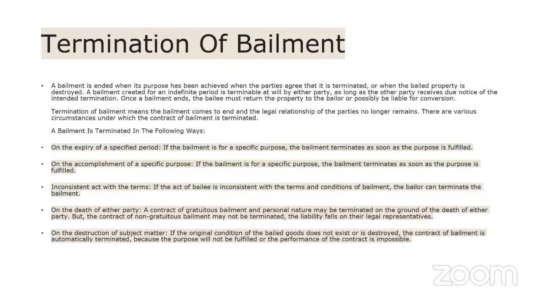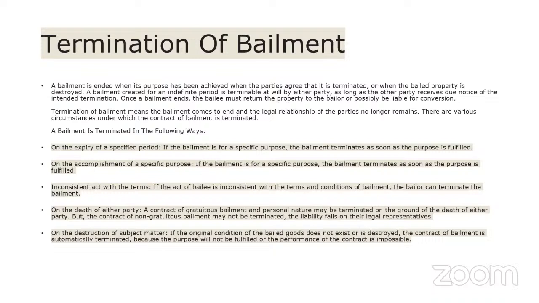One, on the expiry of a specified period. So if the bailment is entered for a specific purpose or for a specific period, the moment that purpose is fulfilled and that period is completed, the bailment is terminated. And the moment the bailment is terminated, the bailee must return the goods to the bailer. Right? And next, another way in which bailment gets terminated is when the bailee, the person who has received the goods, does something which is inconsistent with the terms of the bailment or which is not in accordance with the terms of the bailment, then also the bailer can terminate the bailment.